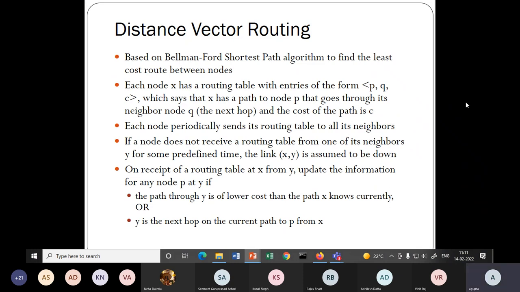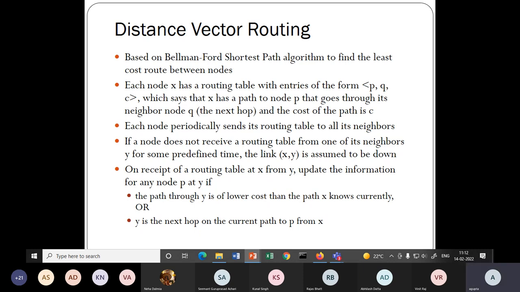Okay, so let's get back to what we were doing. We were talking about distance vector routing. We discussed this and worked out a very small example. We will continue from there. Just to recapitulate, it's a distributed protocol, which means every node will do something, and that something is that every node keeps a routing table. You have seen the entries of the routing table.